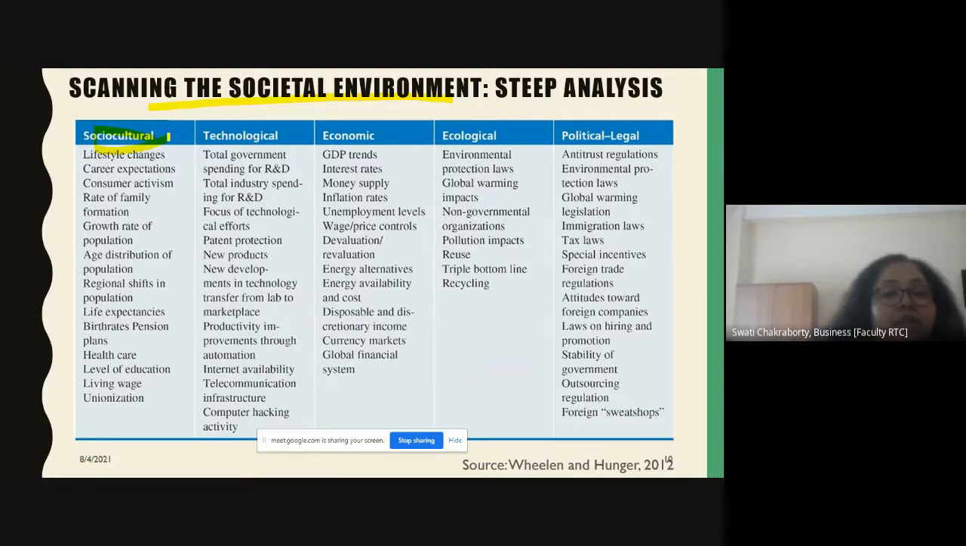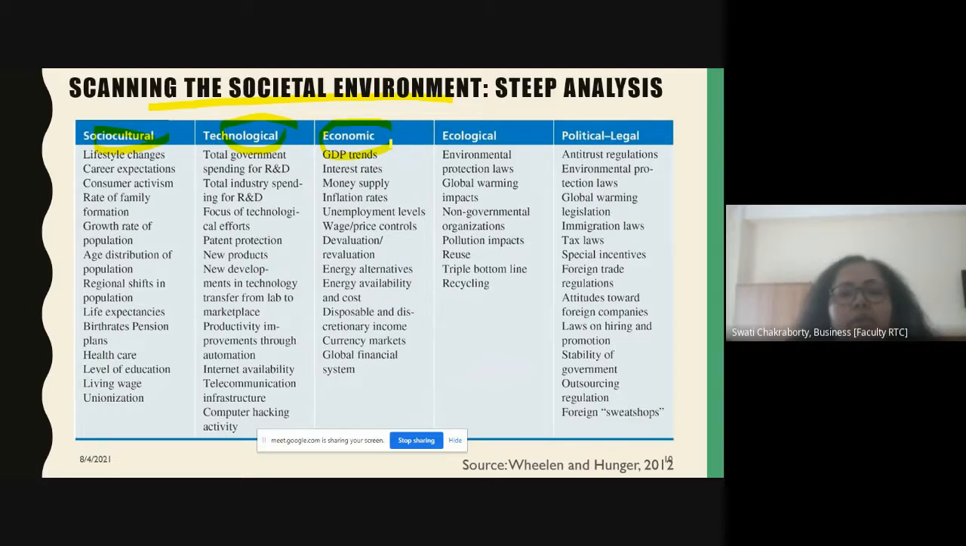also unionization, right? With regards to technology, that's where we talk of the technology that is there: government spending for R&D, industry spending for R&D, the level of focus on technological efforts, patent protection, new products, new developments in technology, transfer from lab to marketplace, productivity improvements through automation, internet availability, telecommunication structure, computer hacking and ability. These are some of the examples.